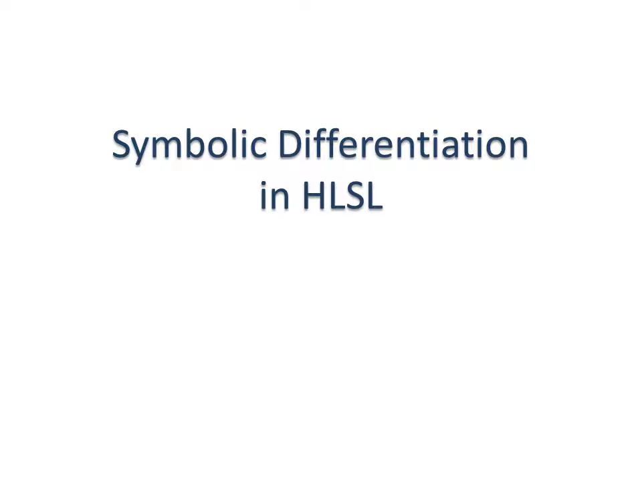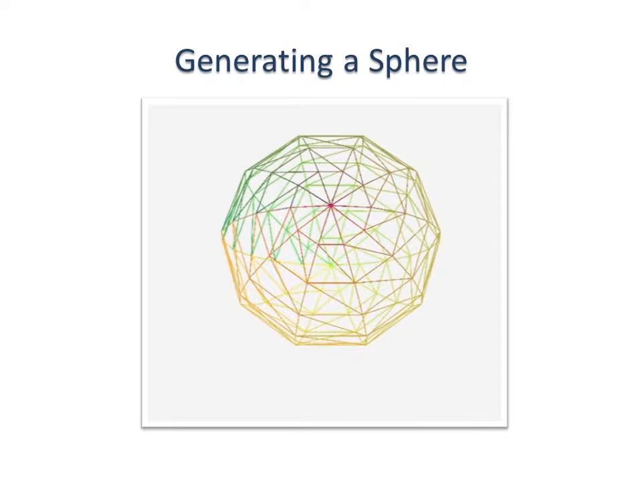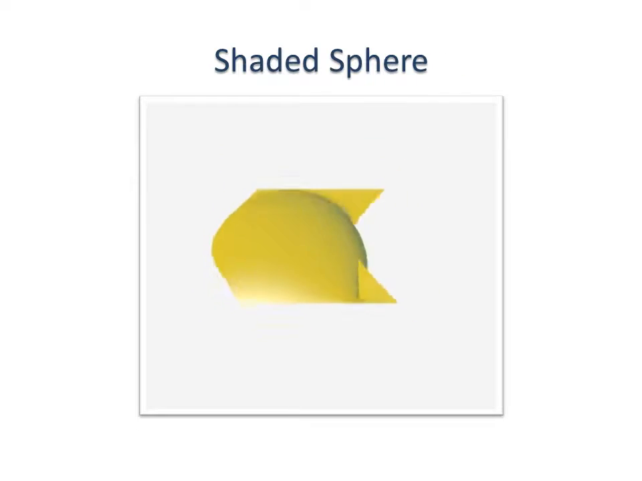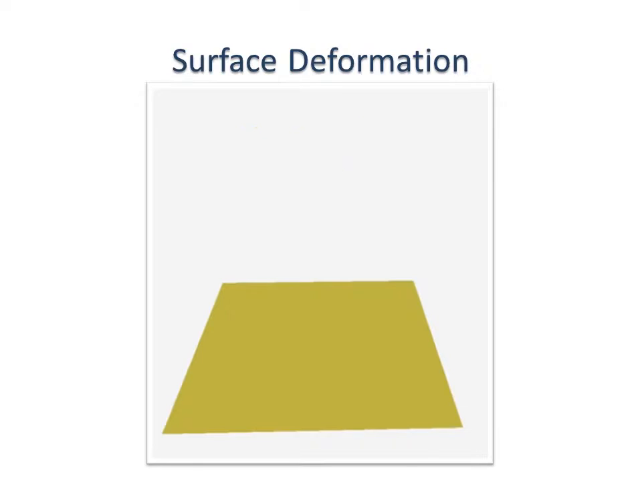To introduce the symbolic differentiation feature in HLSL, we examine its utility in three aspects of surface rendering. We begin with simple procedural geometry, mapping a two-dimensional domain onto a three-dimensional surface. For lighting, surface tangents and normal are computed from the partial derivatives of the surface with respect to its parameterization.